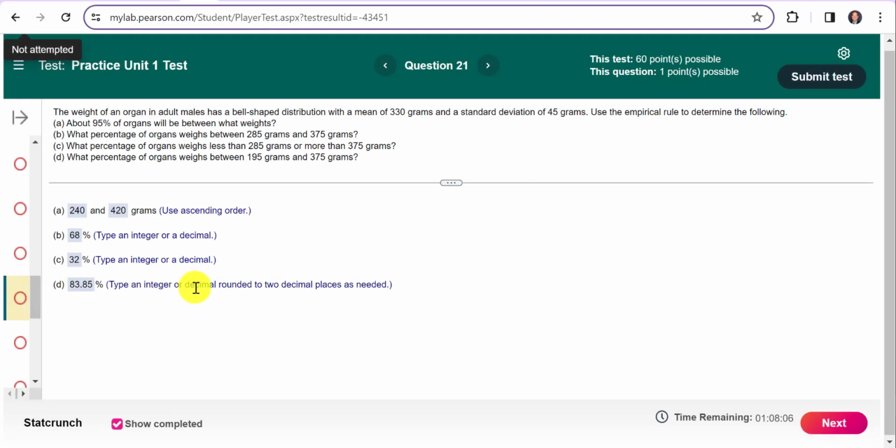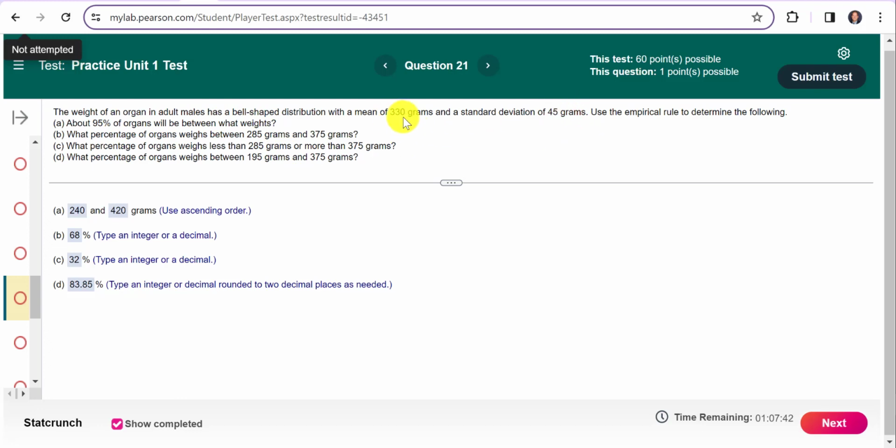Weight of an organ in adult males is bell shaped, so it's a normal distribution. They give you a mean of 330, standard deviation of 45, and it says use the empirical rule. Again, the empirical rule is 1 standard deviation is 68% of the data, 2 standard deviations is 95%, 3 standard deviations is 99.7%. So it says about 95% of the organs will be between what? That's 2 standard deviations, so that'd be 90.